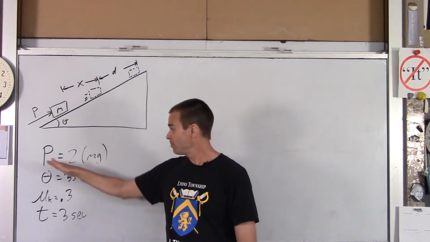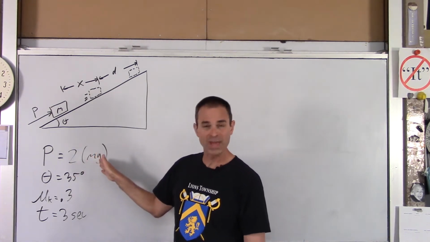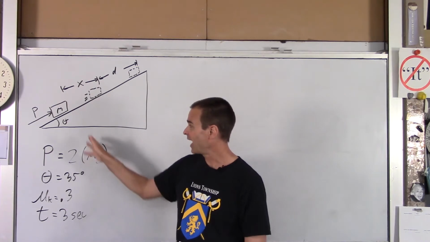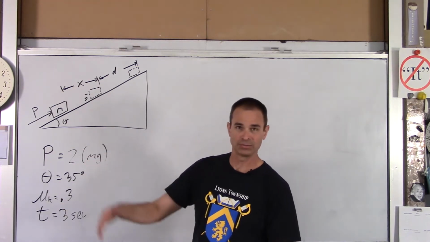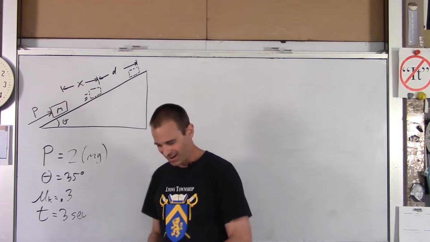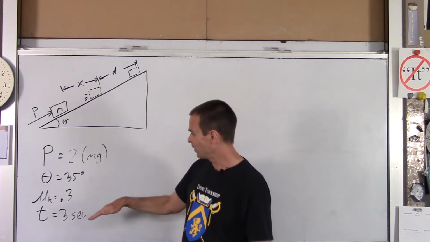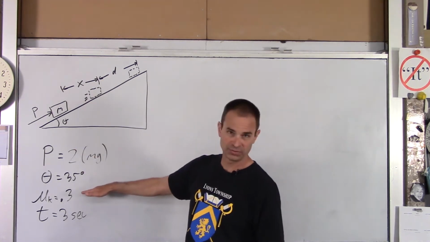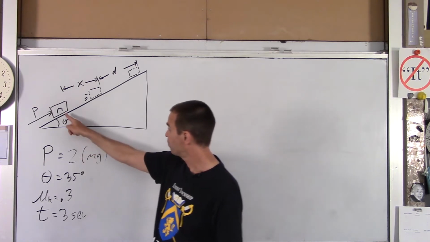So we're going to push with a force equal to twice the weight of the block. If I make P some fraction of the weight of the block, then I don't have to give you M. It's going to cancel out. Other data: we've got the angle of the incline from the horizontal, the coefficient of sliding friction, and we're going to push for 3 seconds.